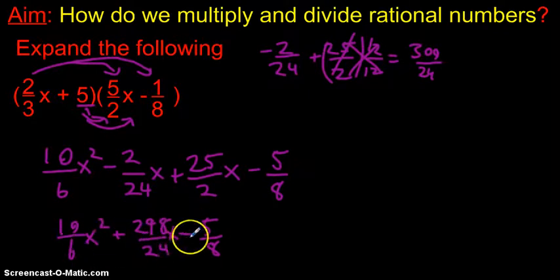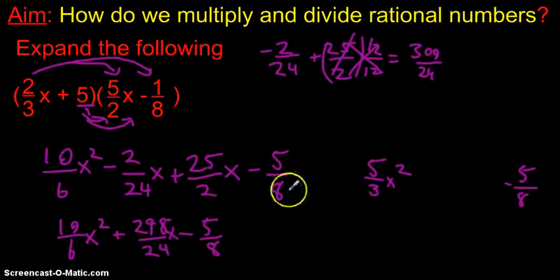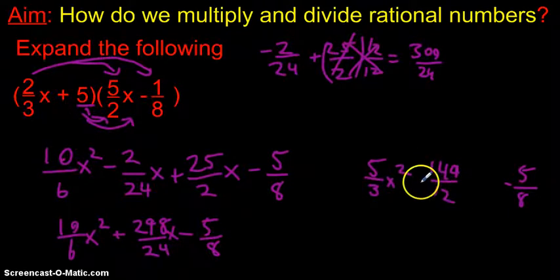Now we simplify the fractions if possible. 5/8 have no common factors, so that's going to stay the same. So that's part of our final answer. 10 and 6 have a common factor of 2, so that becomes 5/3 x squared. And 298 and 24 have at least a common factor of 2. 2 goes in here 149 times. 2 goes in here 12 times. 149 over 12 x.